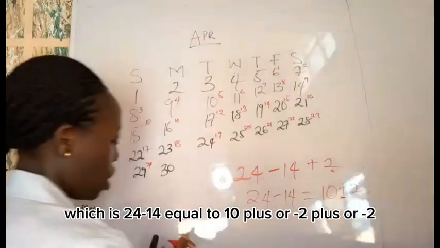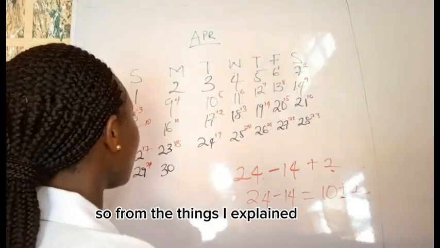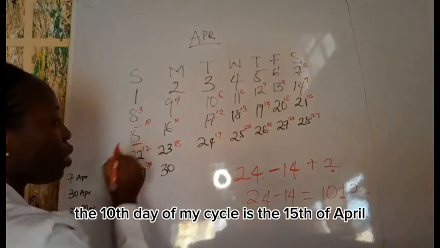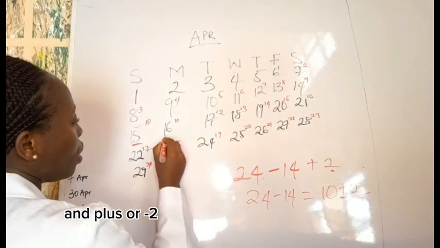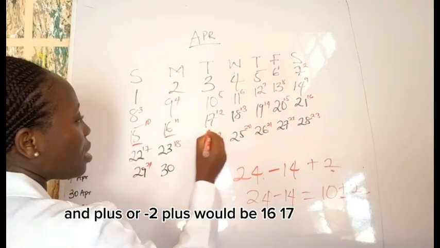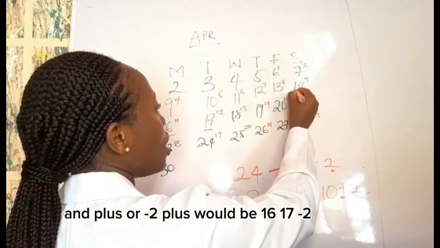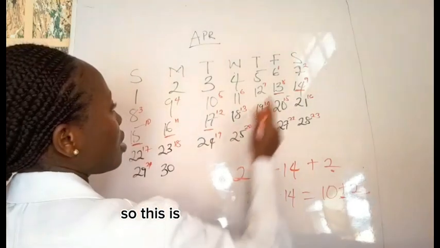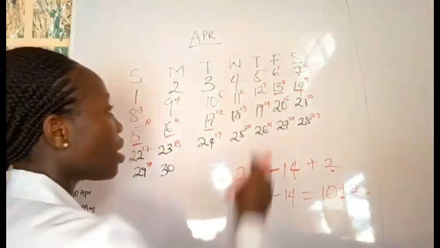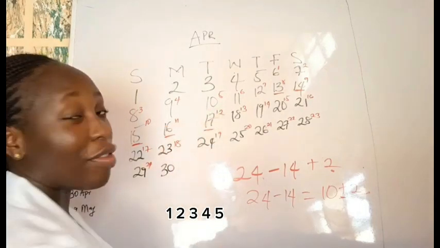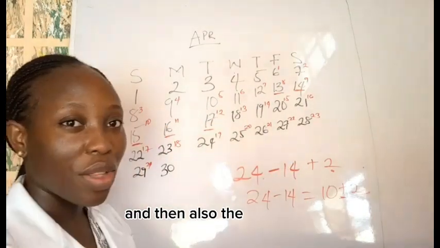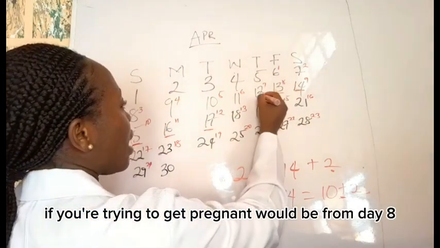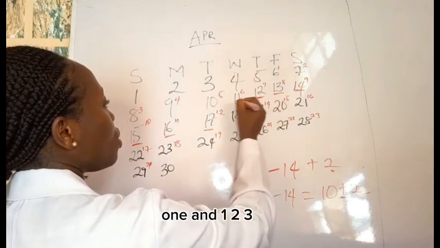So, from the things I explained earlier, the 10th day of my cycle is the 15th of April. And plus or minus 2, plus would be 16, 17, minus 2, 14th, 13th. So this is my ovulation period. 1, 2, 3, 4, 5, plus or minus 2. And then also the 5-day rule, if you're trying to get pregnant, would be on day 8, 1, 2, 3, 4, 5.